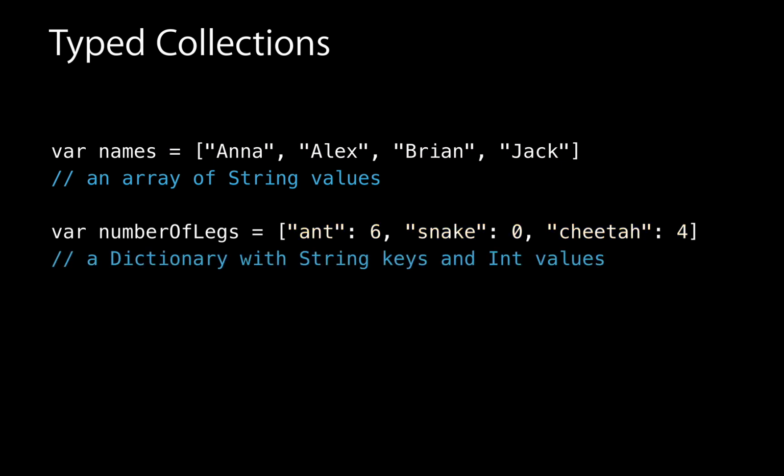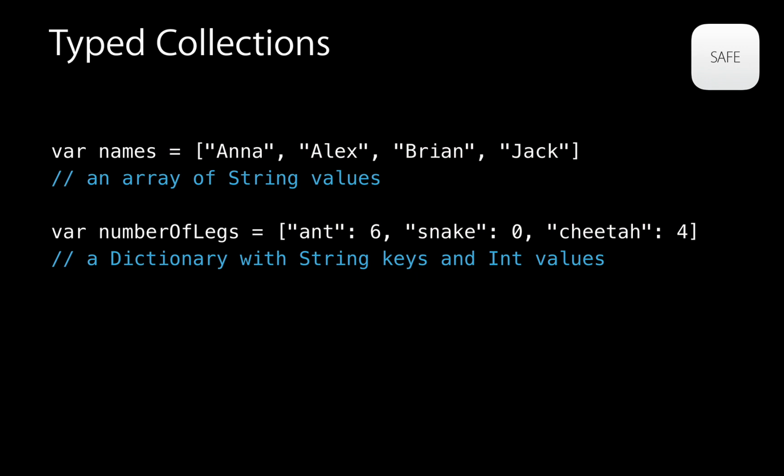The fact that we have typed collections makes code safe for two reasons. Firstly, it means you know what you're going to get back. You know what you'll get out of these collections. It also means that you can't insert the wrong kinds of values by mistake. It's actually an error to insert the wrong kinds of things into these arrays and these dictionaries.